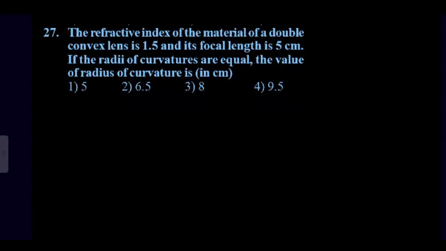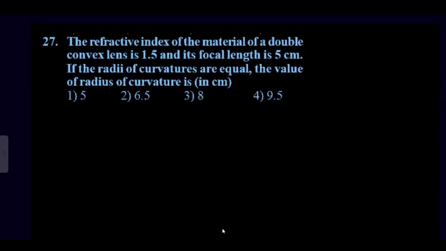The refractive index of the material of a double convex lens is 1.5, the focal length is 5, and the radii of curvature are equal. Then they are asking to find the radius R. Fine, so this is a direct problem. We can say directly focal length.